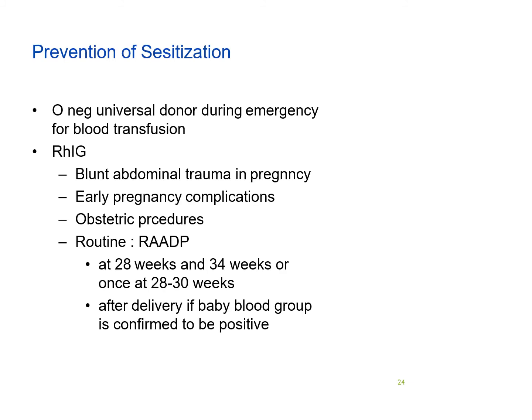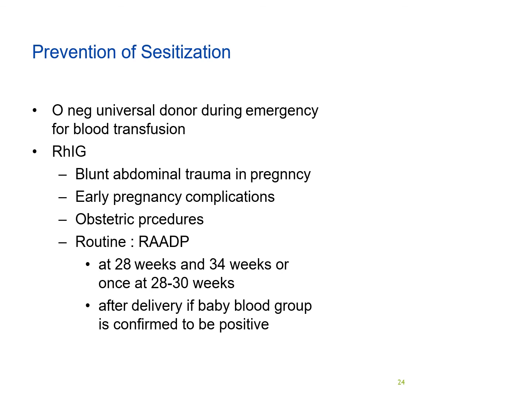Prevention of sensitization: use O-negative universal donor blood during emergency blood transfusion. We should give the Rh immunoglobulin, or anti-D, on the background of any sensitizing event like blunt abdominal trauma, early pregnancy complications, and obstetric procedures, and we should give it routinely at 28 and 34 weeks gestation, or once at 28 to 30 weeks.